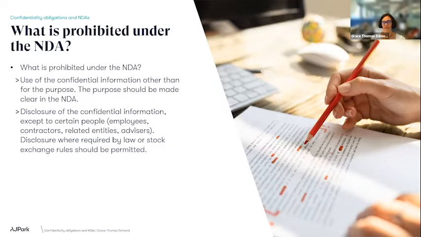So say you were giving confidential information about your products to a potential customer or a competitor, you wouldn't want them to be able to go and use that to make a competing product, for example, when they were meant to be using it to decide whether or not to buy products from you. So it's important to have the use restriction covered as well. And you do sometimes see NDAs that only prohibit disclosure and not use.